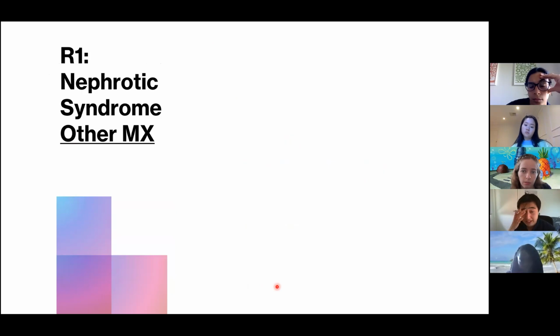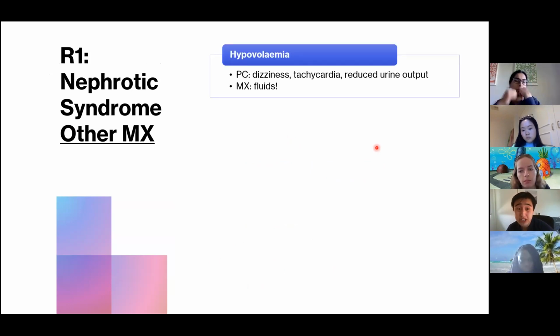I wanted to briefly touch on the other management for nephrotic syndrome. These are a bit more low yield, but I thought it would be nice to mention anyway. In some children, they may get very fluid depleted, to the point of shock. And in those patients, you want to give them fluids. The reason they get severely volume depleted is because they lose those proteins, so they don't have that oncotic pressure to hold the fluid in their bloodstream.